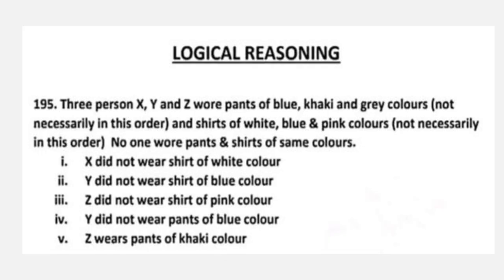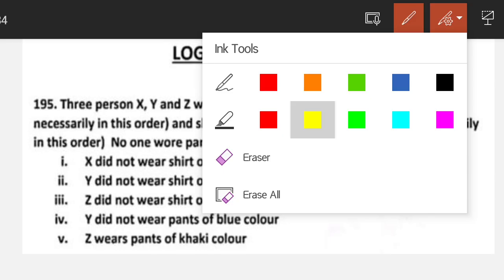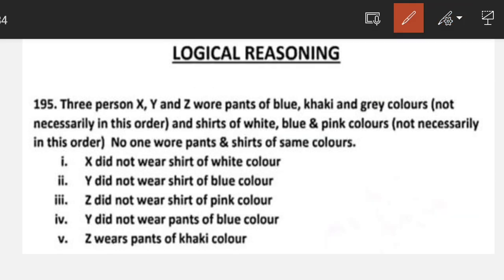X did not wear shirt of white color, Y did not wear shirt of blue color, Z did not wear shirt of pink color, Y did not wear pant of blue color, and Z wears pant of khaki color. So we are gonna arrange it. So this is X, this is Y, and this is Z. And they have worn blue, khaki and grey colors.